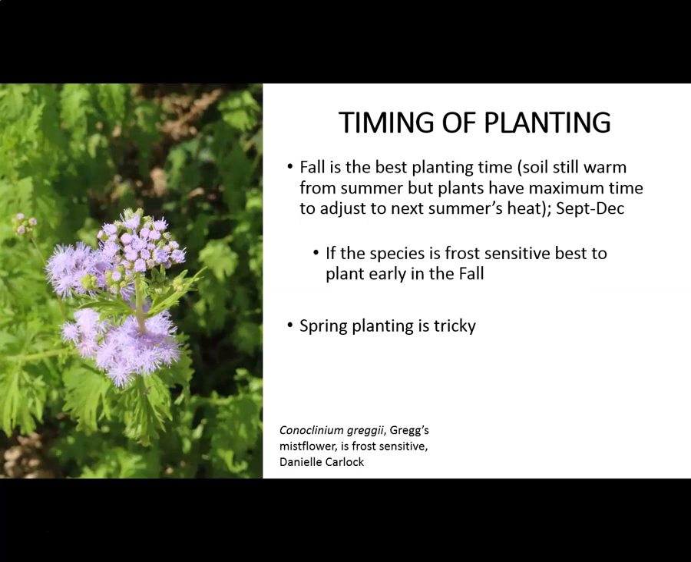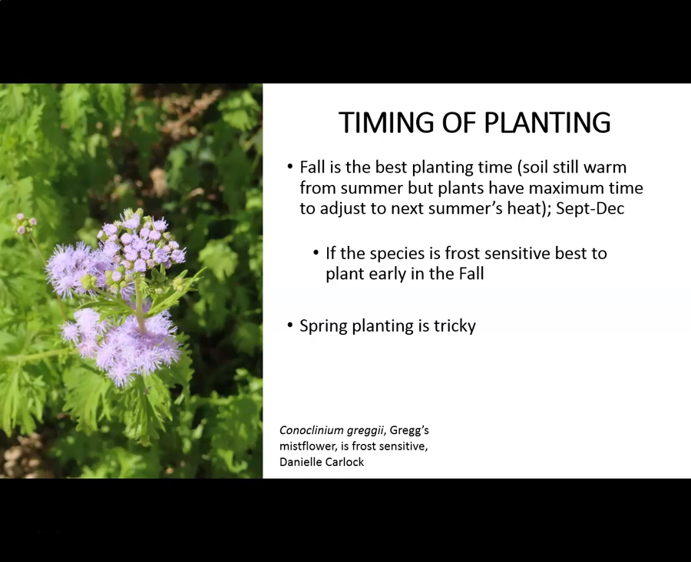Timing of planting in the low desert. This seems counterintuitive if you've come from other parts of the country, but here, fall is the best planting time. The reason is that the soil is still warm from having gone through our very long summer, which allows the roots to develop fully, which is the most important thing when plants are first transplanted. They need to develop a good root system. The other reason fall is a good time is because it gives plants the broadest interval before they have to deal with the next summer's heat. So that's why we typically plant in the fall, and September to December is really the range.